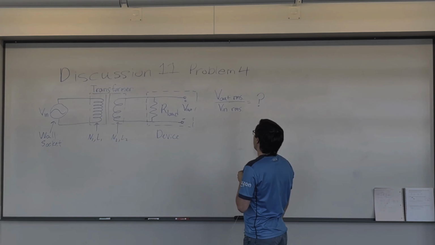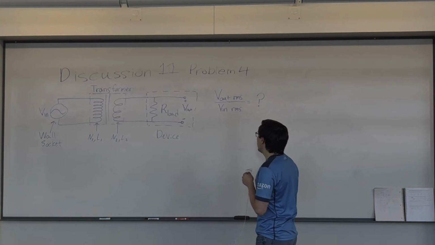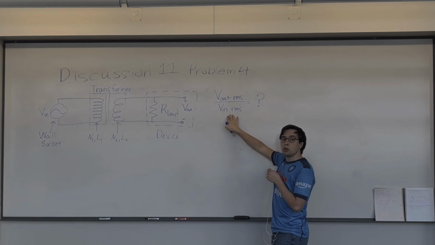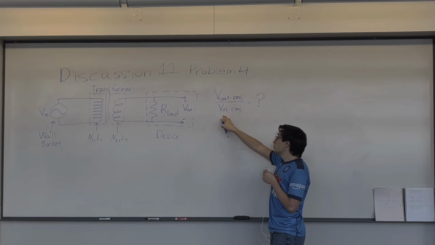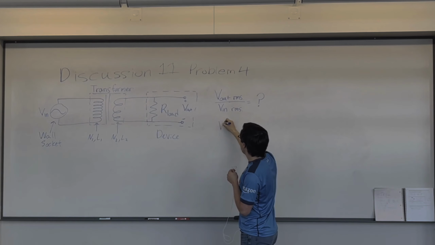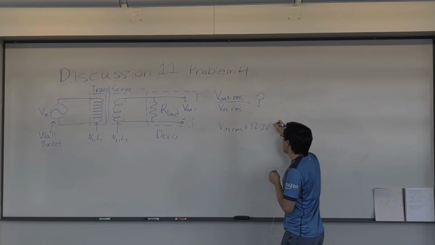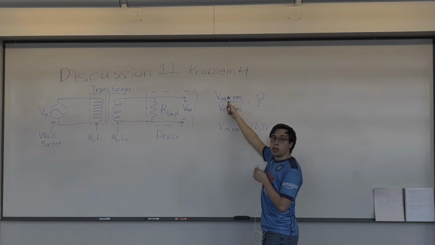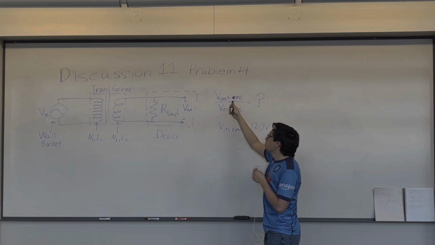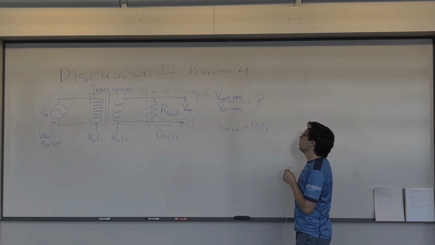Okay, now what we want to start is, if we know the RMS of the input voltage, which is from our wall socket, 120 volts, we know that. Well, how do we know what the RMS of the output voltage is from the transformer? That's what we want here.